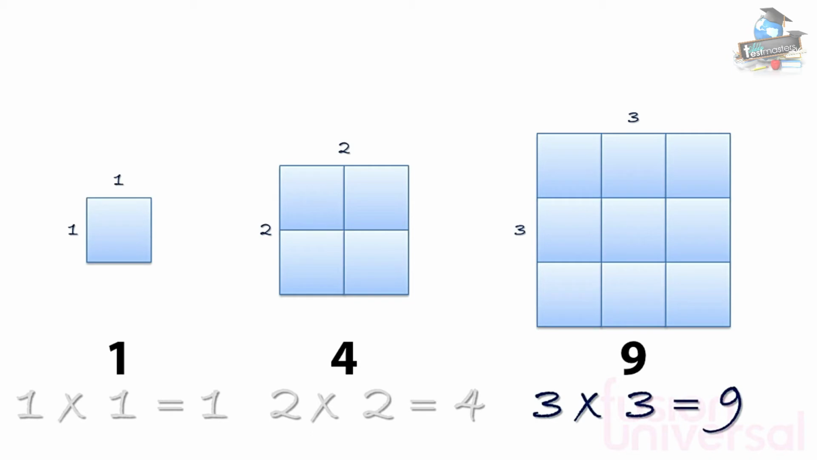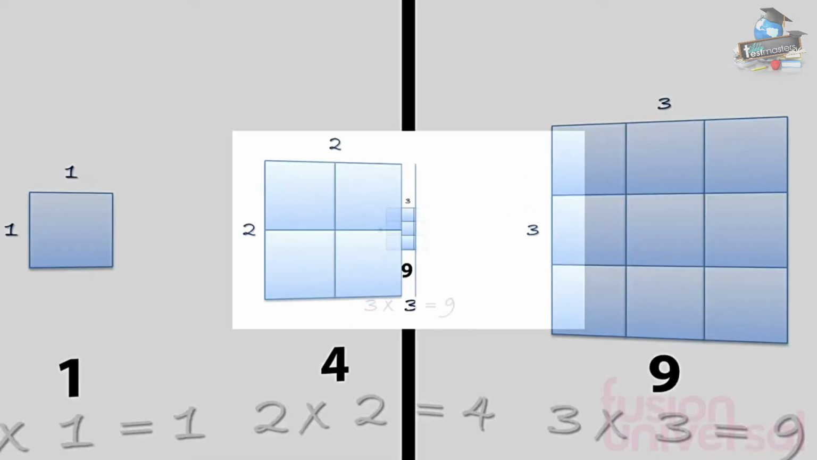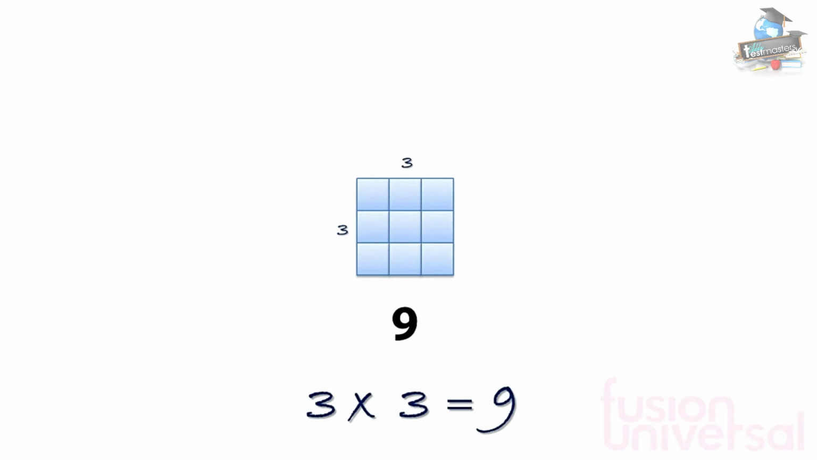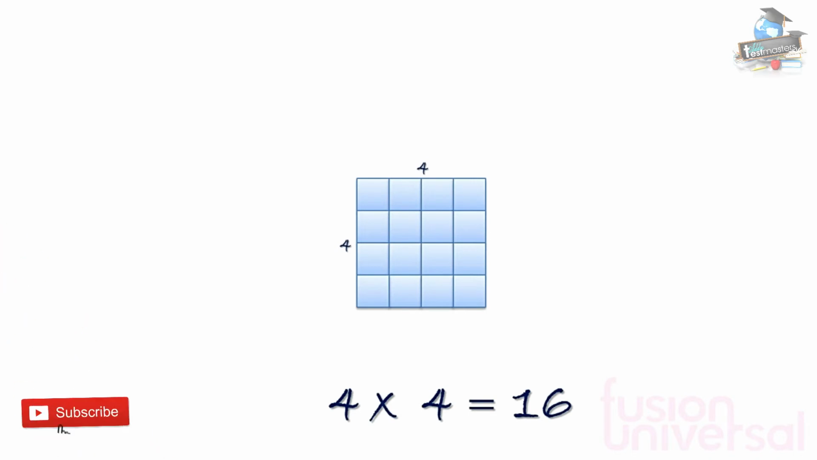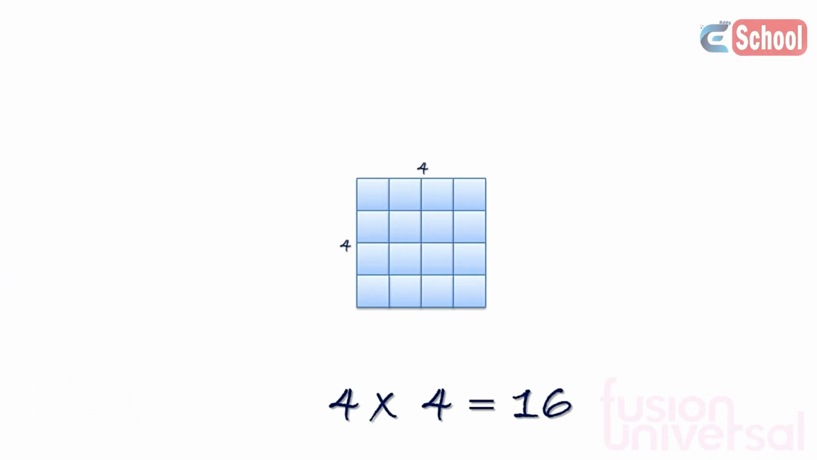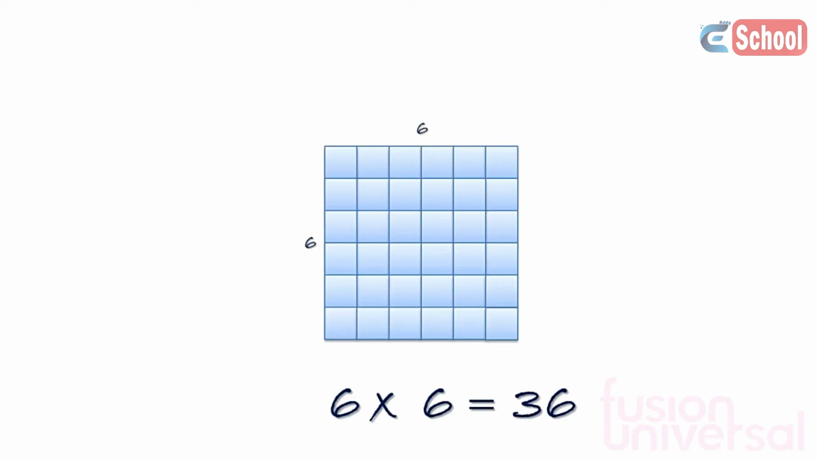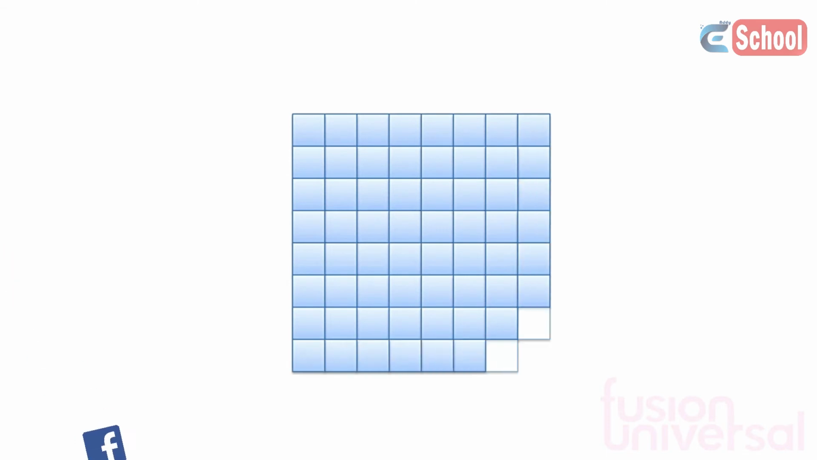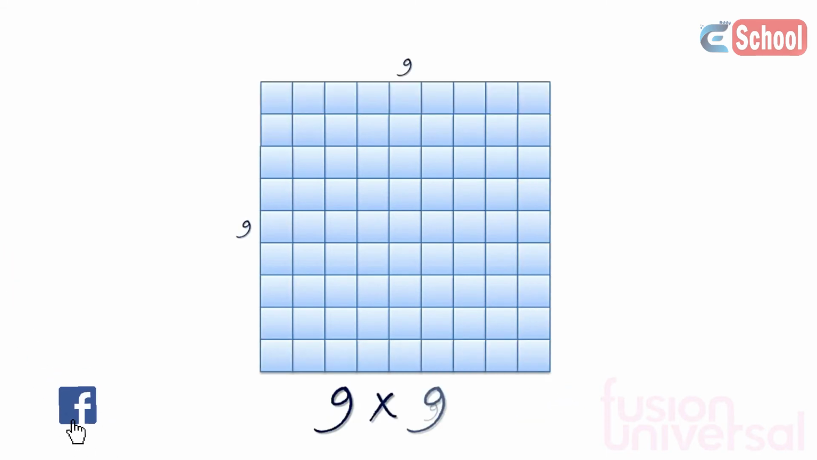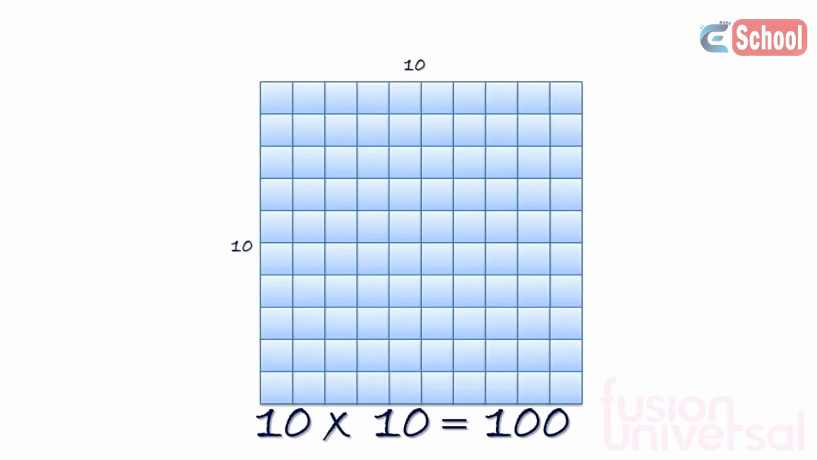Any positive integer multiplied by itself is called a square number. So the next shape in our pattern has 4 rows and 4 columns, and 4 times 4 is equal to 16. So 16 is the next square number. As this continues, we obtain all of the square numbers up to 10 times 10 is equal to 100.